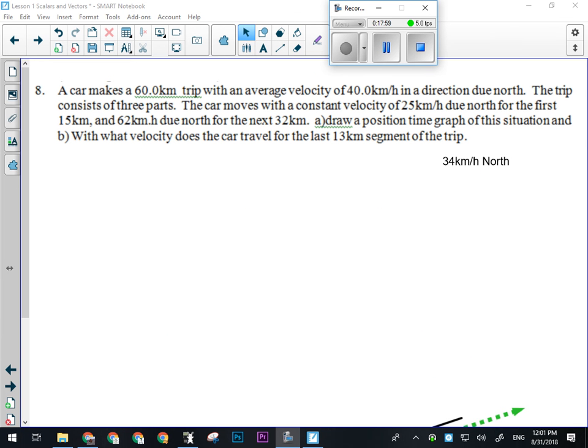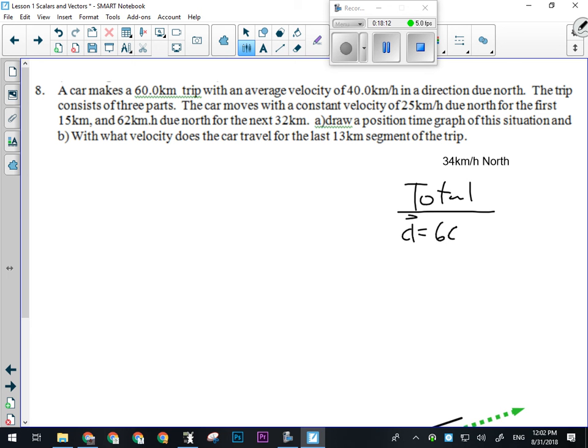Okay, so what we've got here is a 60 kilometer trip. That's the total, all right? So we're actually going to start over here with total, in terms of writing down our givens. We know that the total displacement is 60 kilometers north. And we know that the average velocity for the whole trip is 40 kilometers per hour, also north.